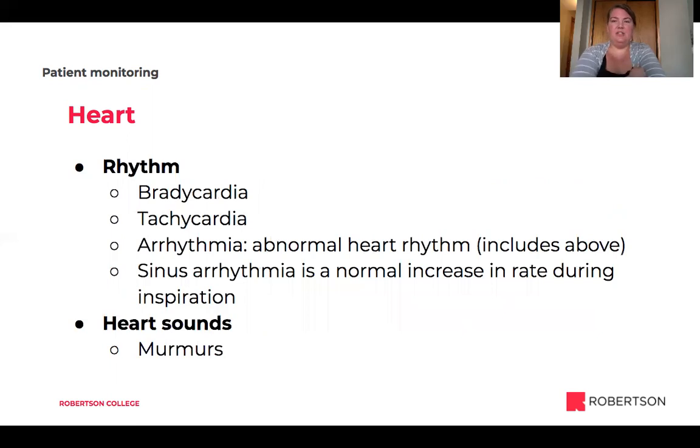So after we've listened or felt for the heart rate, we can observe the rhythm of the heart. So we have a few rhythms we can talk about here. So bradycardia is a slow heart rate. So anything that's below that normal, we would talk about bradycardia. Tachycardia means fast. So a fast heart rate is anything above those normals. We could also see arrhythmias. Arrhythmias are any abnormal heart rhythm. And arrhythmias do include brady and tachycardias. Since those rhythms are slower or faster than normal, those are included in the category of arrhythmia.